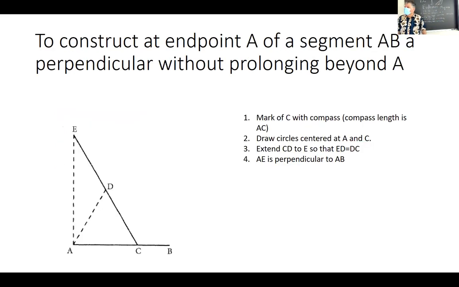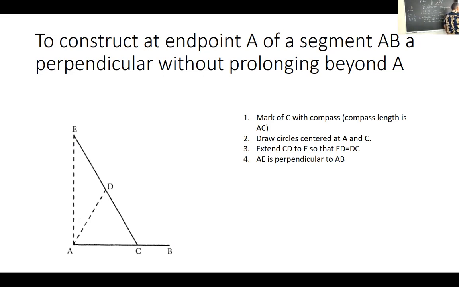Okay. So this is a kind of problem. To construct a perpendicular at an endpoint A, you get given a segment and you're told that we need to construct a perpendicular and we're not allowed to go beyond A. So we can think of this as there's no material here, so you can't go past that. Okay? Well, you just get your rusty compass. So let's say AC is the radius of your rusty compass. You just mark off C.